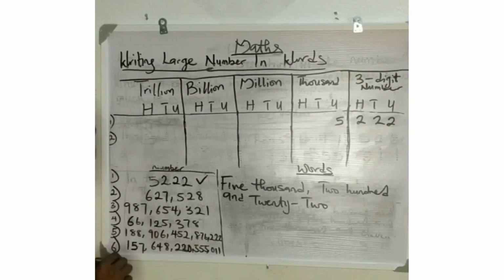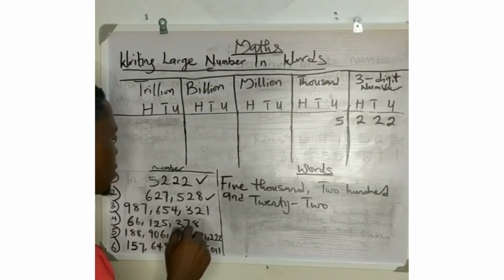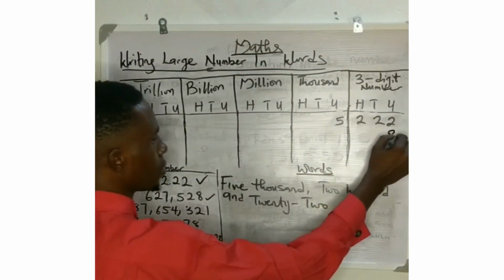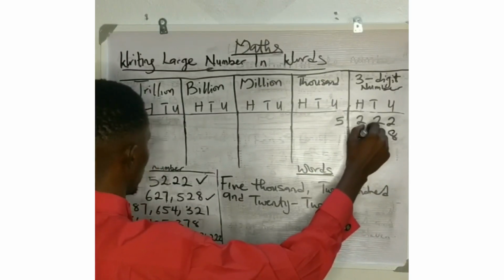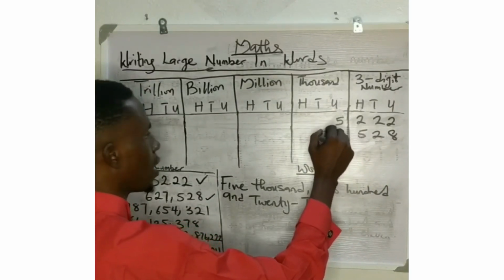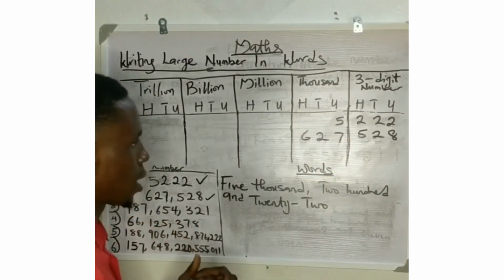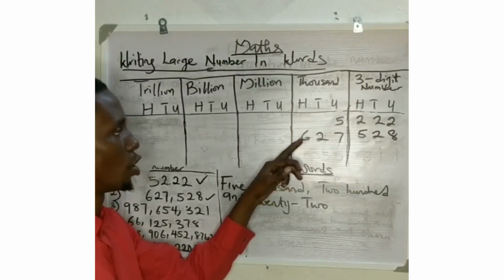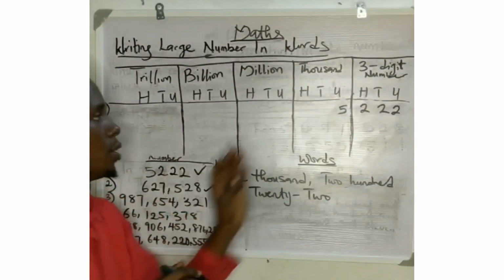This is done. Now let's look at another number. If you should look at this, now let's write this. I said writing from the right. So we have 8, we have 2, we have 5, we have 7, we have 2, and we have 6. Now, if you should pronounce this number aloud, you have 627.